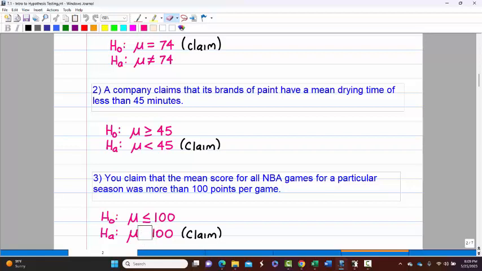So here, if you look at these three, you can kind of see them all on the same page. The claim can be either the Ho or the Ha. It just depends on the symbol produced by the wording of what the claim is asking. If the claim is asking something that has equal in it, it's going to be the Ho. If it doesn't have equal, it's going to be the Ha.